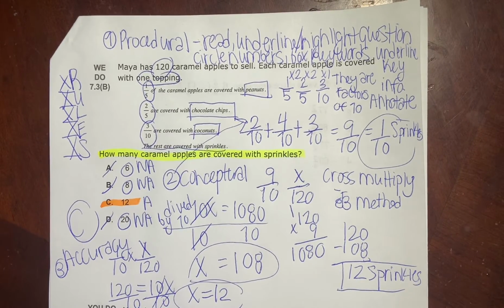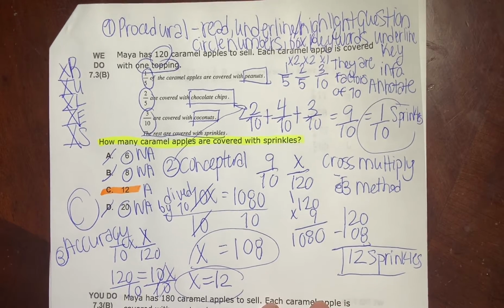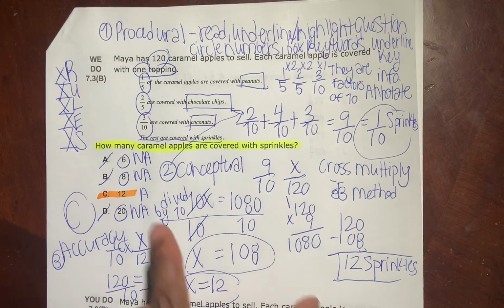I think it got a little bit cut off there, so let me zoom out a little bit. Okay, I did 120 equal to 10x when I did 1 over 10 times x over 120. Butterfly method, I get 120 equal to 10x, divide both sides by 10, and then we get x is equal to 12, which is our answer here.